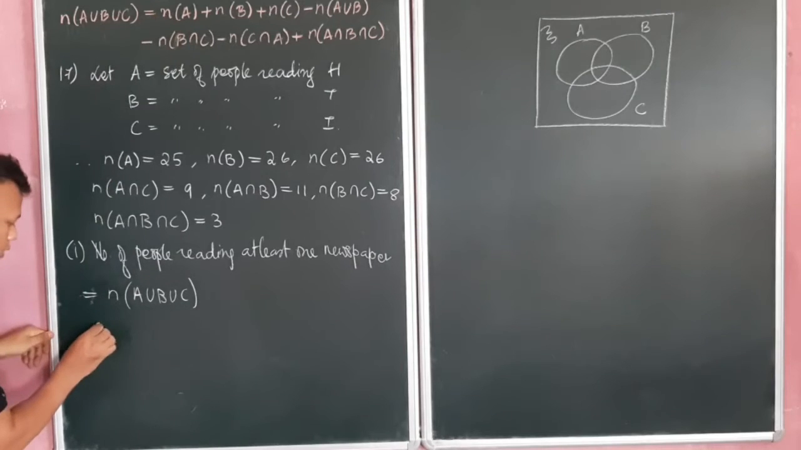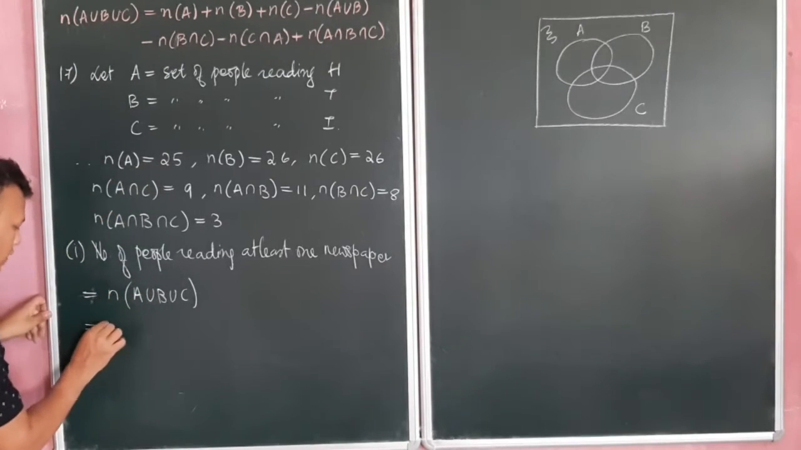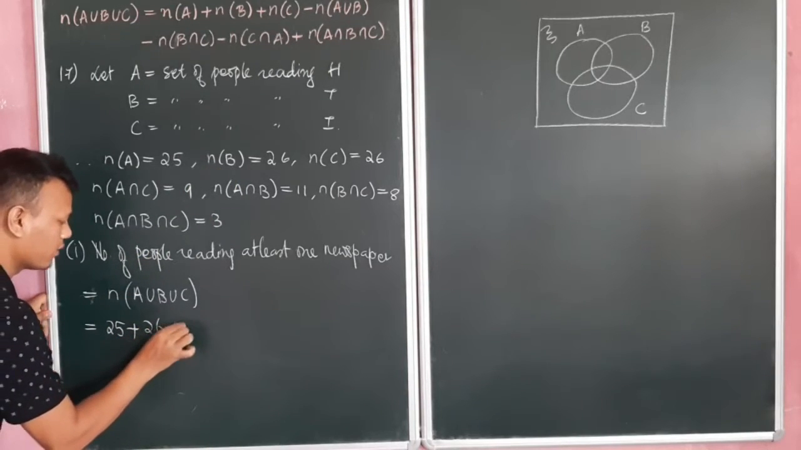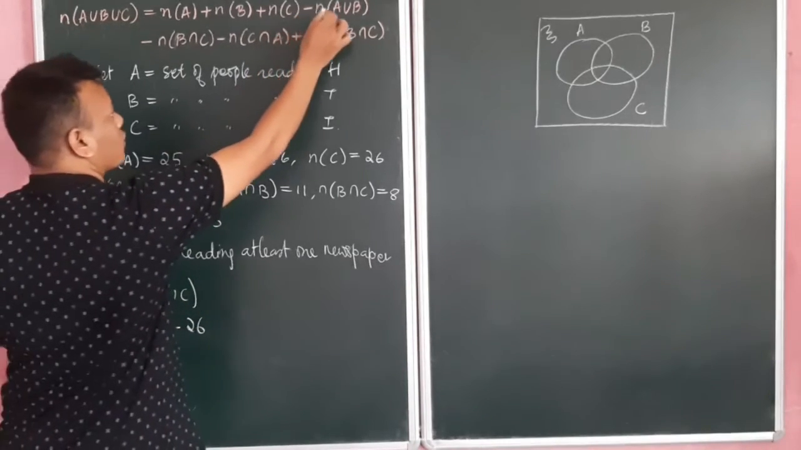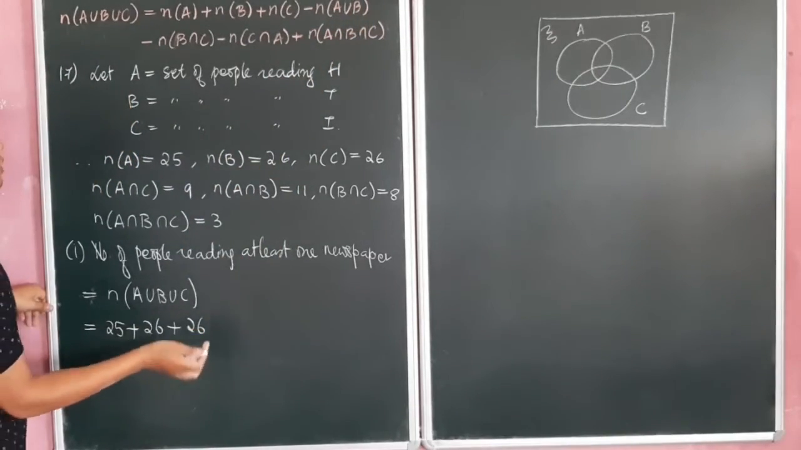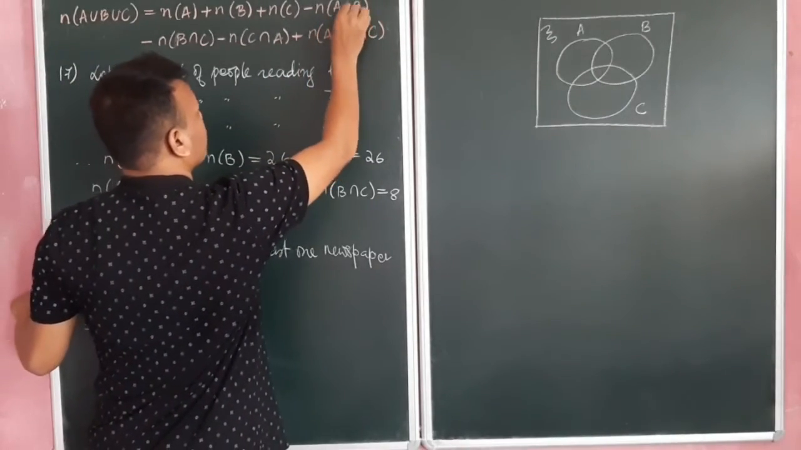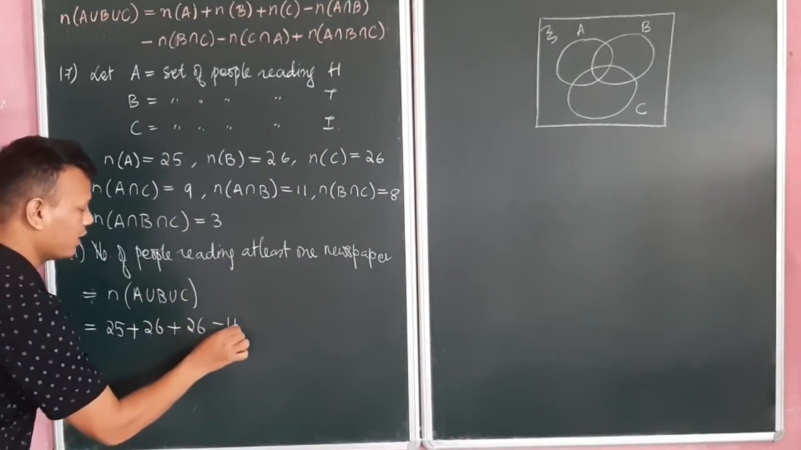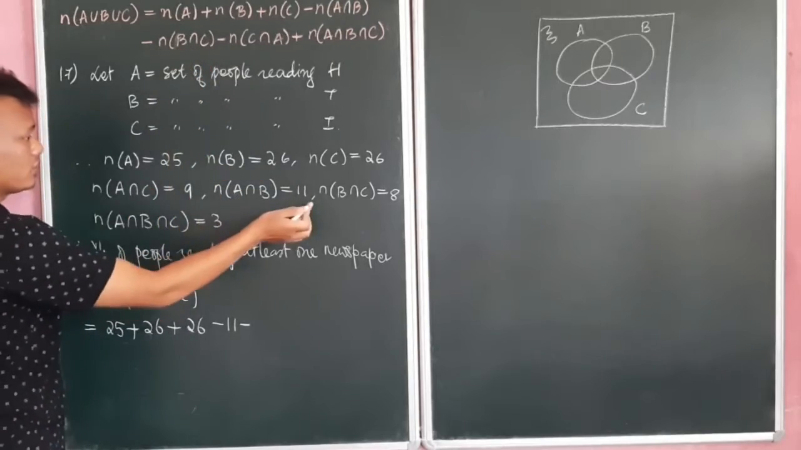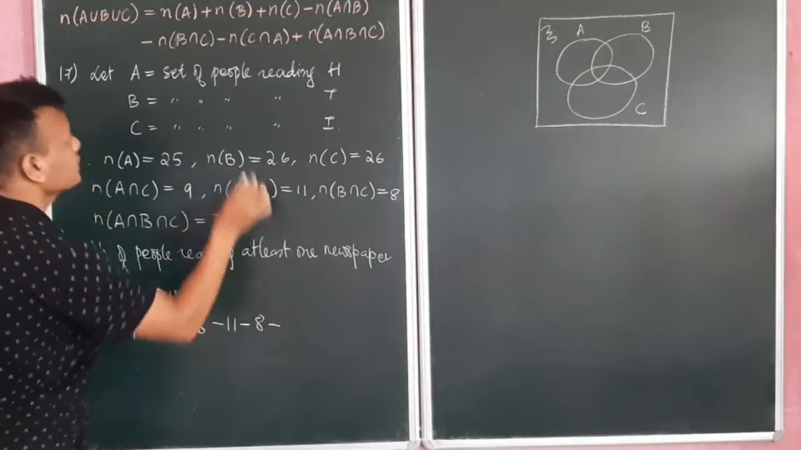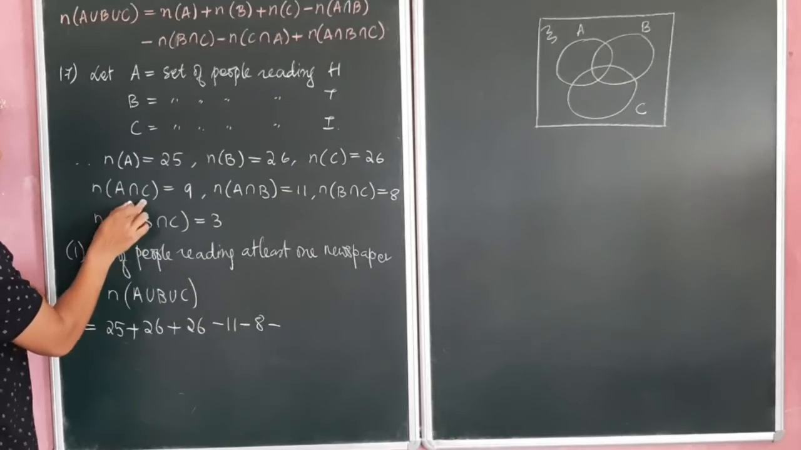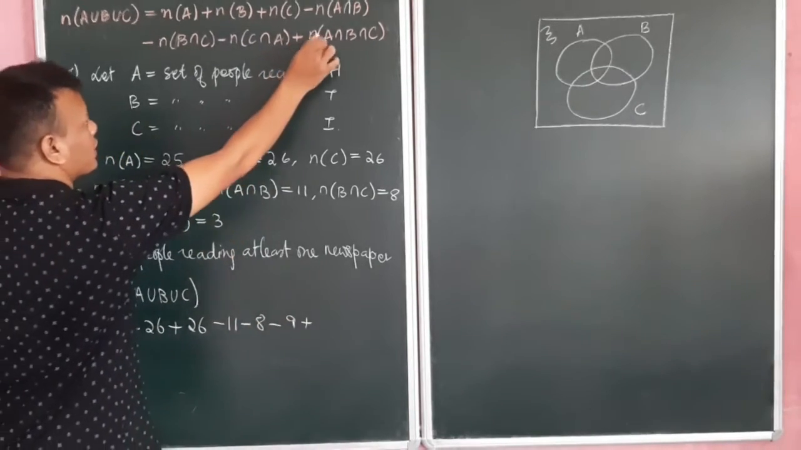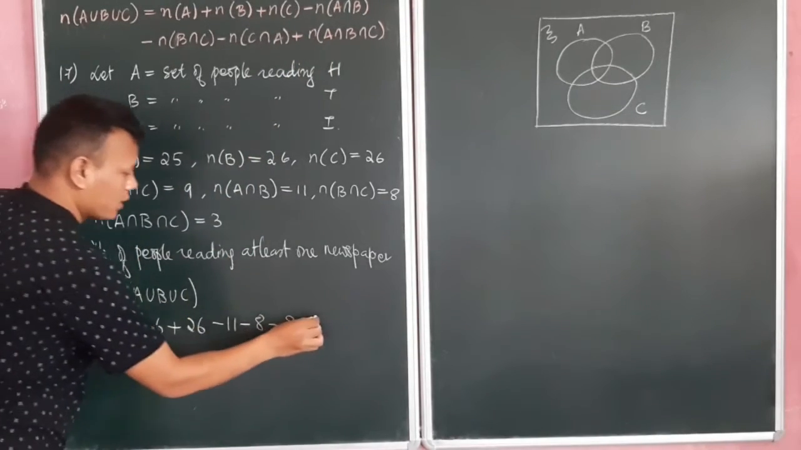So we have n of A. What is n of A? n of A is 25. Next we have plus n of B. n of B is given to be 26. Next we have n of C, that is 26. We have n of A union B, I'm sorry, this is A intersection, not union, it is intersection. So n of A intersection B is given to be 11, minus n of B intersection C, which is given to be 8, minus n of C intersection A, or A intersection C, both are the same, which is given to be 9, plus, at last we have this one, which is given to be 3.